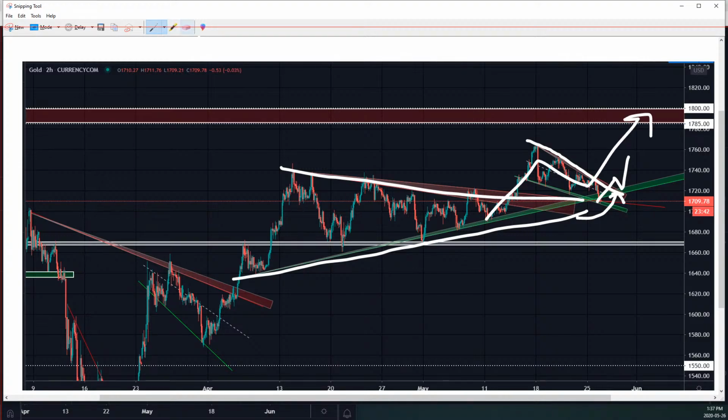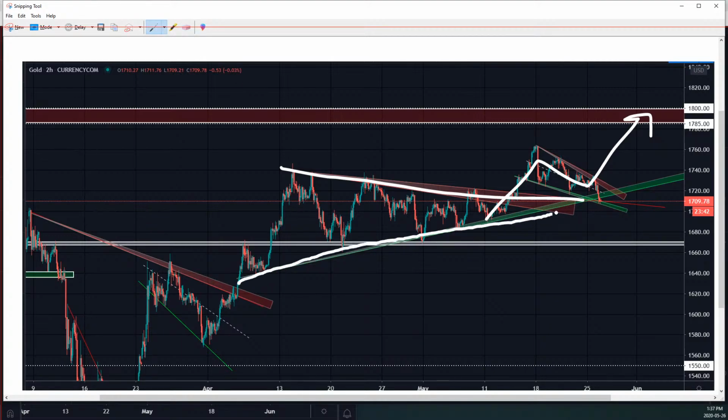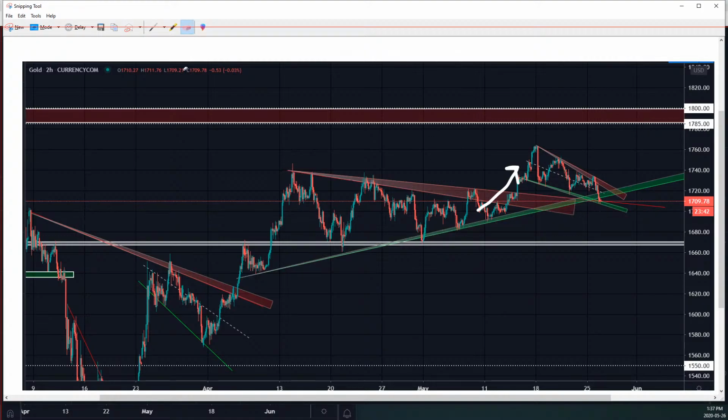So this, in my opinion, let's just take off some of the stuff to make it a little less hard to understand. So this initial push was the impulse move, and then the wedge that we're currently seeing is the consolidation or the contraction of volatility before the next expansion in volatility, potentially hitting the next key level of supply at around 1800 to 1785. So that's going to be the overall analysis.